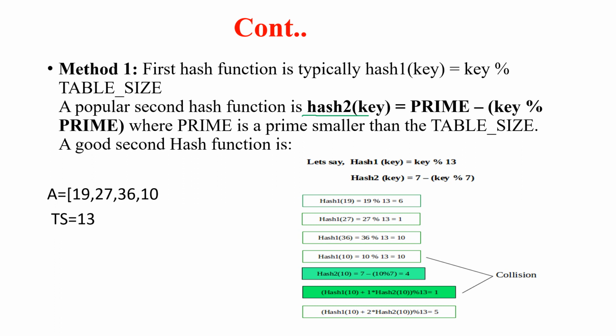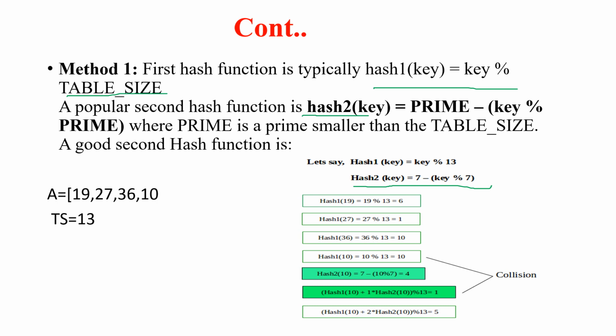So how will you select the second hash function? See that for first hash function, simply you do the key modulus table size. Suppose they have already given key modulus table size. But how will you select the second hash function? For that reason, what will you do? Prime minus key modulus prime.